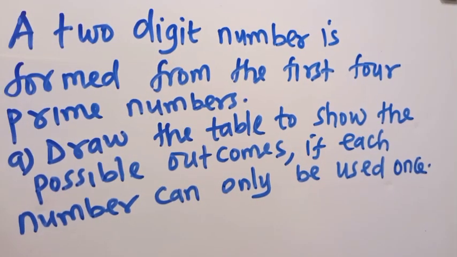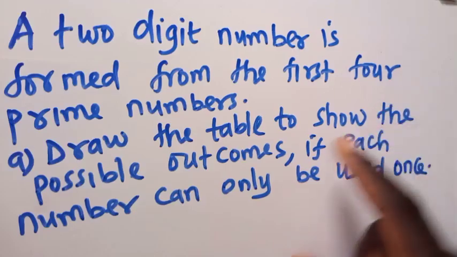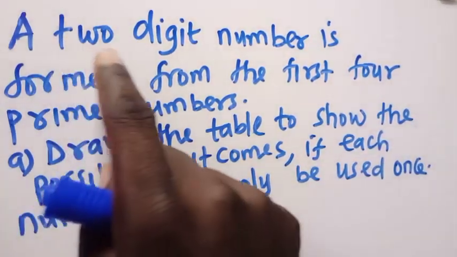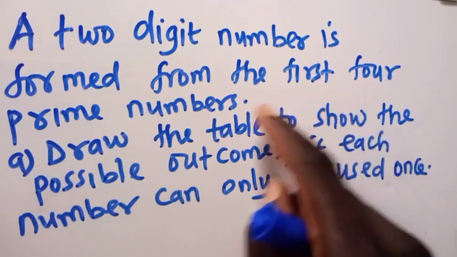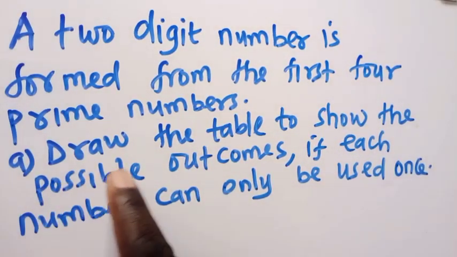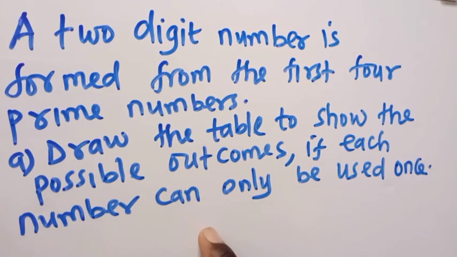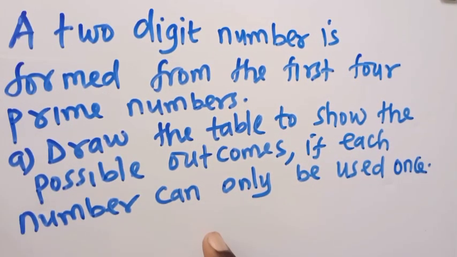Ladies and gentlemen, I want us to have a look at this question of probability. Now, the question is, a two-digit number is formed from the first four prime numbers. A says that draw the table to show the possible outcomes if each number can only be used once.